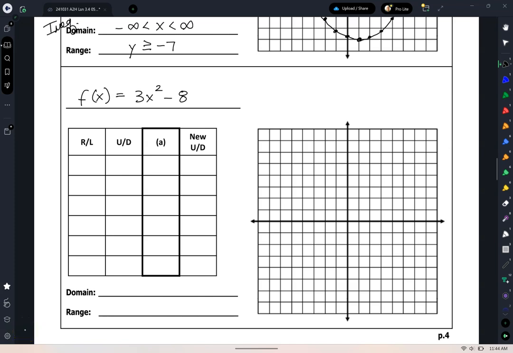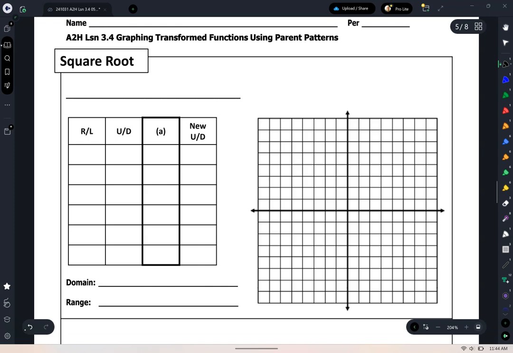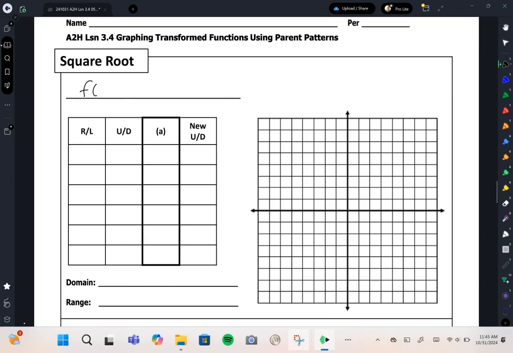Okay, so we're going to do square roots. All right, let's start with this one here. f of x is equal to the square root of x plus 5.